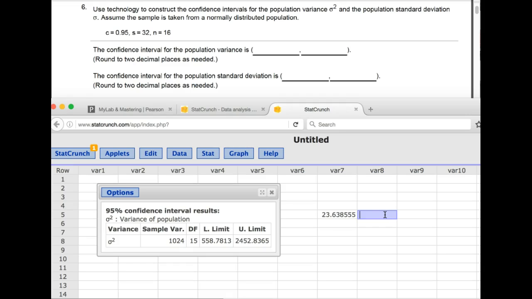And on the upper end, if we take the square root of 2,452.8365, we end up getting 49.5261137. And of course, we just keep going with those numbers. So this should be what our confidence interval would be for our population standard deviation right here. And this is what our confidence interval would be for our population variance.